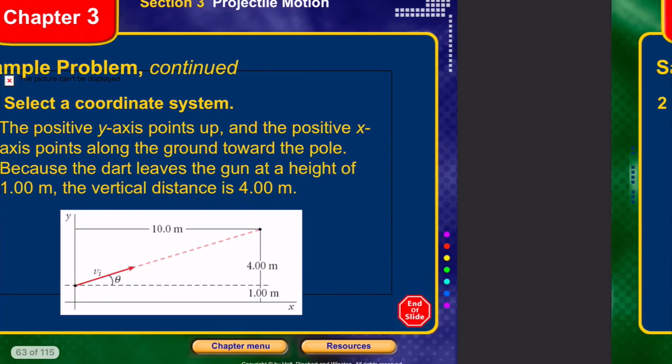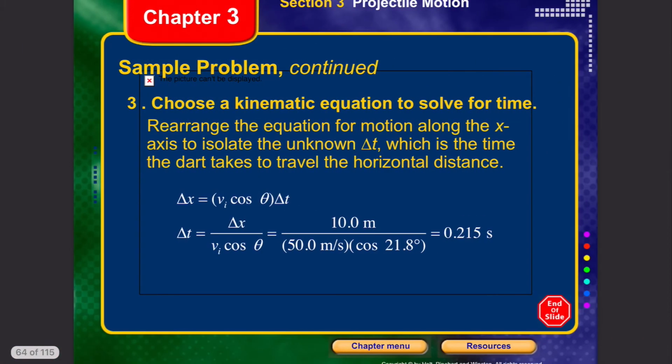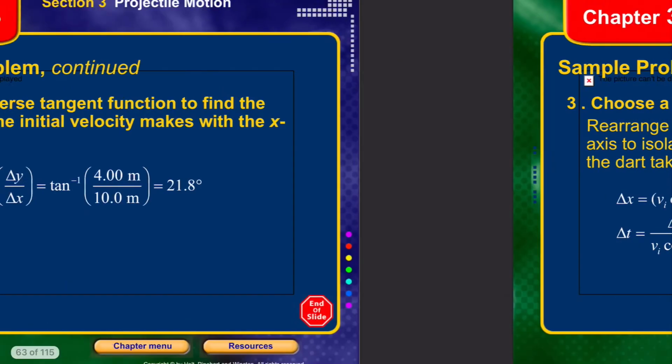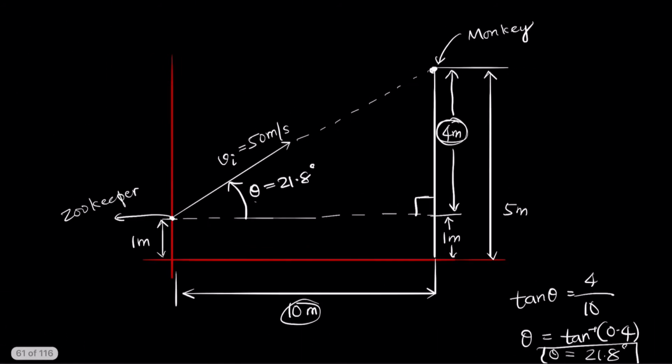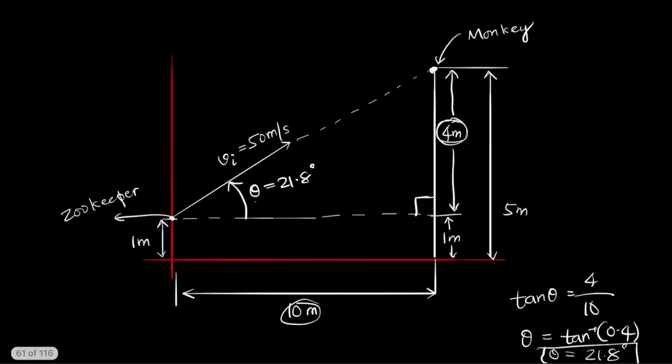Now we have the angle. The next thing that we want to do here is to choose the kinematic equation to solve for the time. Notice that when the monkey drops the banana, it travels at a certain velocity downward. Now this dart will take a certain time traveling from here onto the monkey. So let's look at the total time it takes to travel. So how much time will it take? Now we have the angle, so the next thing we want to calculate is the time. So let's consider the horizontal velocity part first, the horizontal component first.